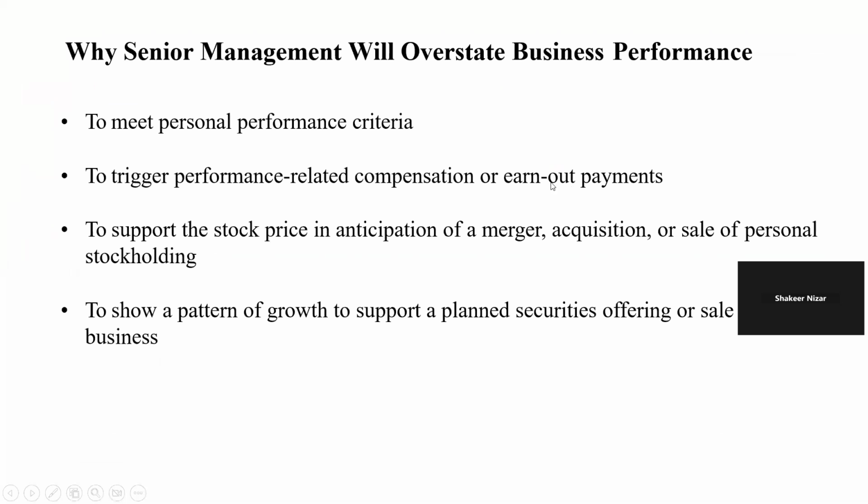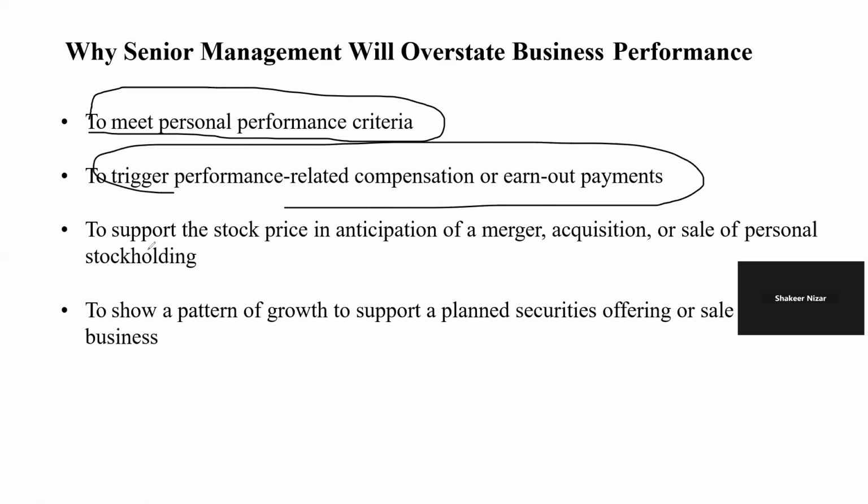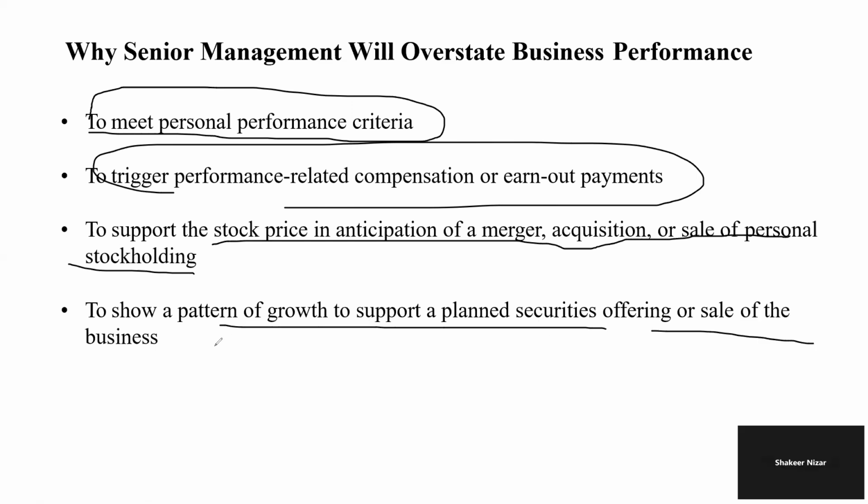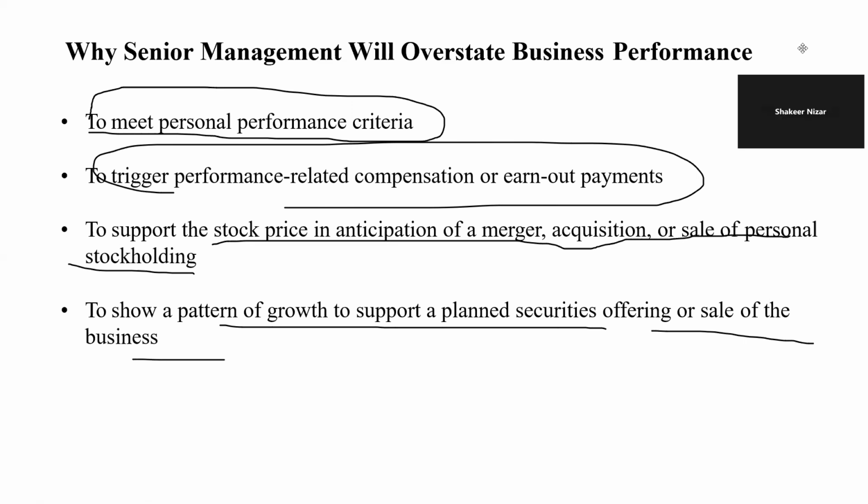Why senior management? To meet personal performance criteria, because sometimes they may be compensated based on the company's performance. Bonuses are provided only if they meet the relevant targets that trigger performance-related compensation or earn-outs. Also to support the stock price in anticipation of a merger, acquisition, or sale of personal stock holdings, to show a pattern of growth, and to support a planned offering or sale of the business. These are the possible reasons, right?